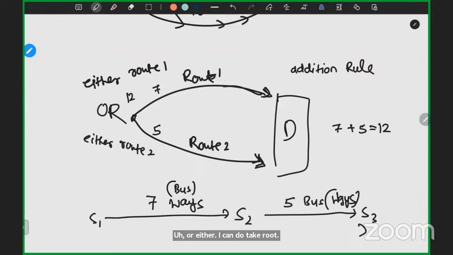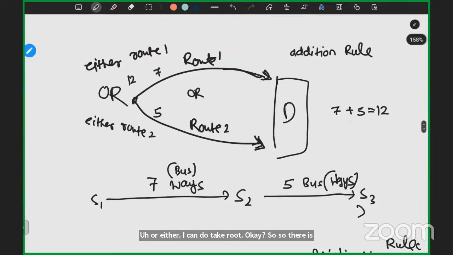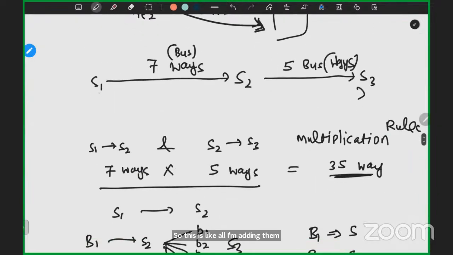Any root I can take. So this is like OR, or I am adding them. But here, let's say I took S1 to S2. Until I reach here, I can't take any buses. So there's a dependency. It's not independent.